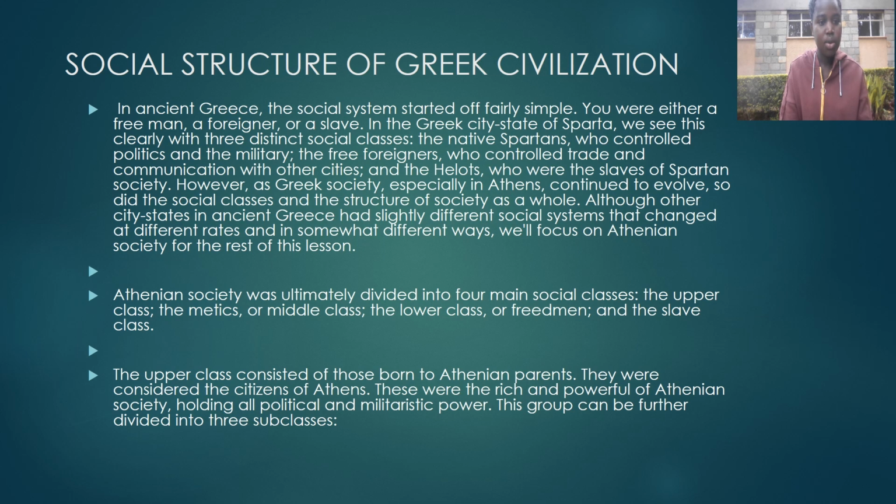The upper class consisted of those born to Athenian parents. They were considered the citizens of Athens. These were the rich and powerful of Athenian society, holding all political and military power.